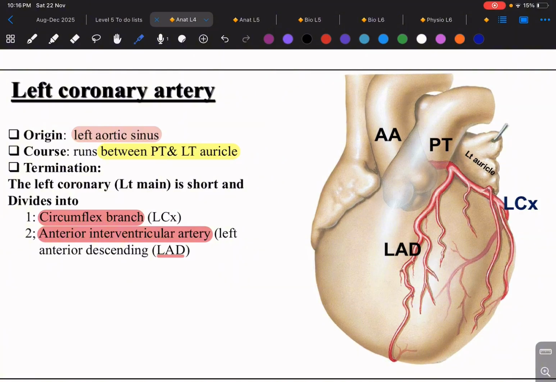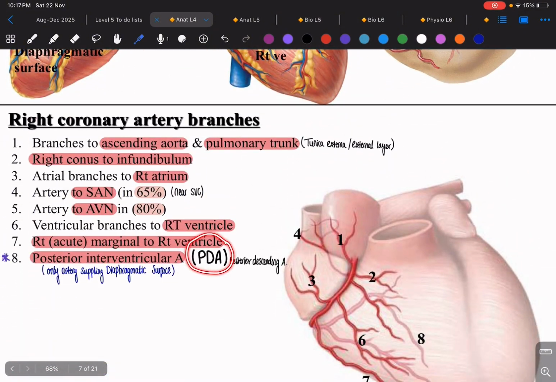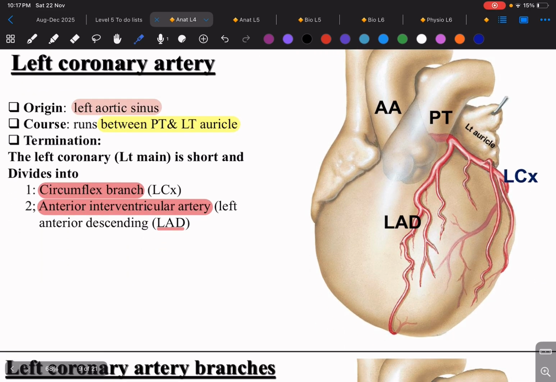So what are these two divisions? The first division is known as the circumflex branch, or the left circumflex branch. Okay. The second division is going to be the LAD, which is similar to what? The PDA. So here we have the PDA on the right and on the left we have the LAD. What does it stand for? It stands for left anterior descending artery. Left anterior descending artery. Okay? It has another name known as anterior intraventricular artery.